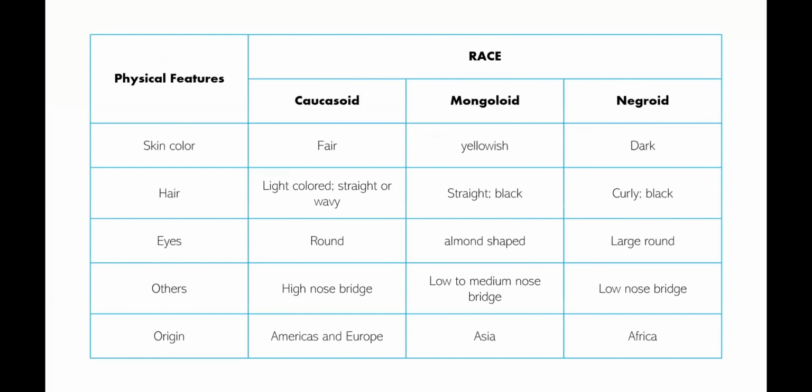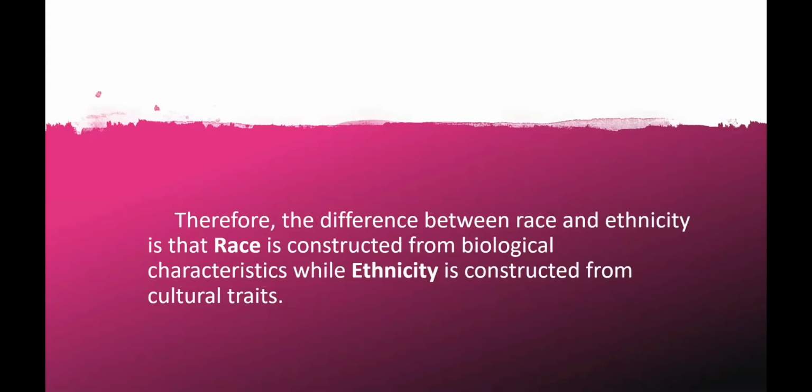Now, as you can see on your screen, we have here the table. We have the physical features and the race. So, in terms of Caucasoid, in terms of the skin color, we have fair, light colored, or straight to wavy hair. Their eyes are round, and their nose has a high nose bridge, and Caucasoids can be seen in the Americas and Europe. So, Mongoloid, you will read that one, and the origin of the Mongoloid is Asia, and Negroids are those persons who belong to Africa. So therefore, the difference between race and ethnicity is that race is constructed from biological characteristics, while ethnicity is constructed by cultural traits.